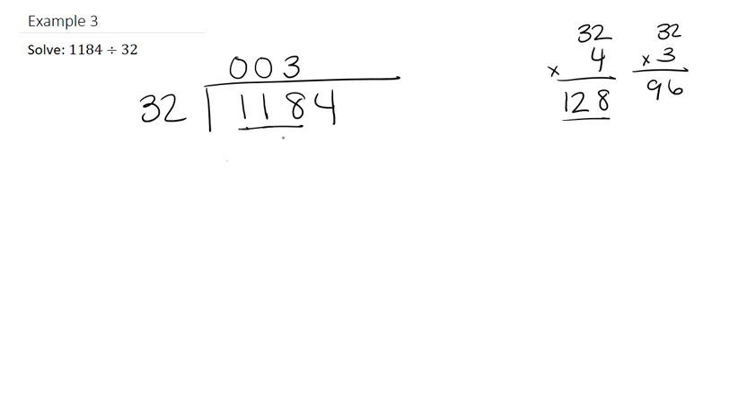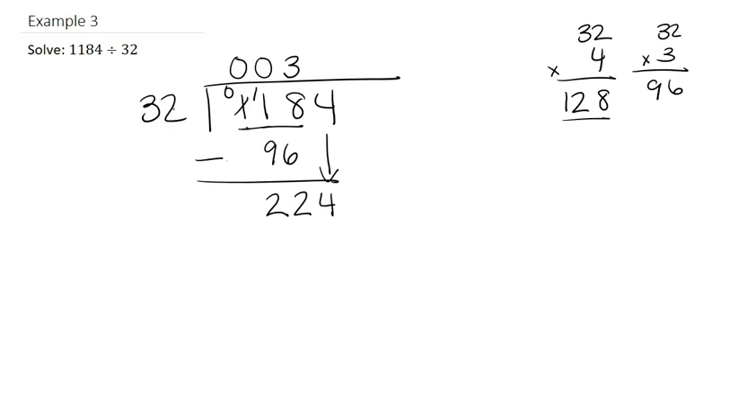So 32 times 3 is 96. So we put that below. Now 8 minus 6 is 2. And then 1 minus 9 can't be done. So we need to go ahead and borrow from this one and put it here. So now we have 11 minus 9, which is 2. So 22 is smaller than 32, so we know we did the correct number with 3. The next thing we're going to need to do is bring down this 4.